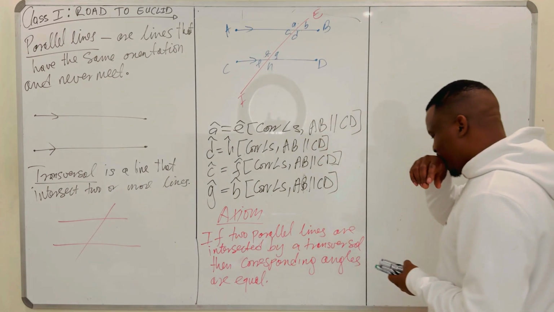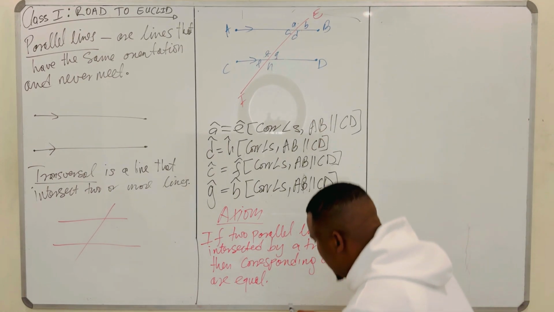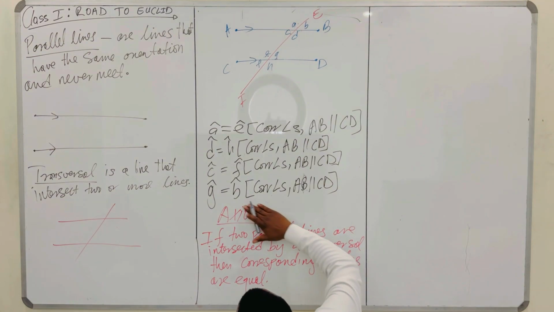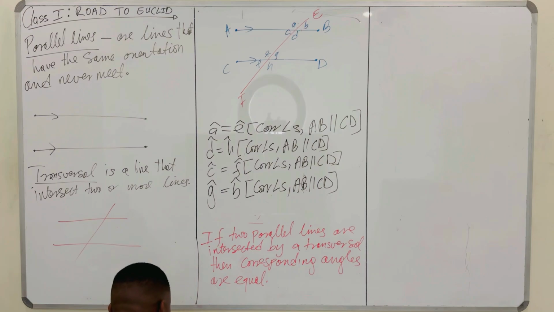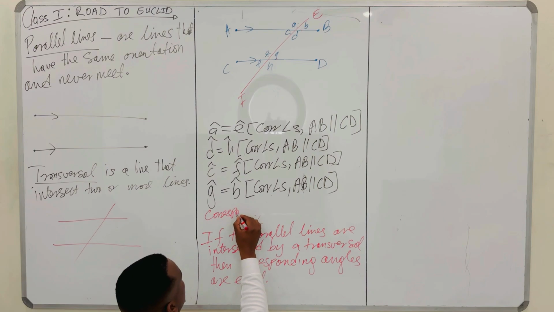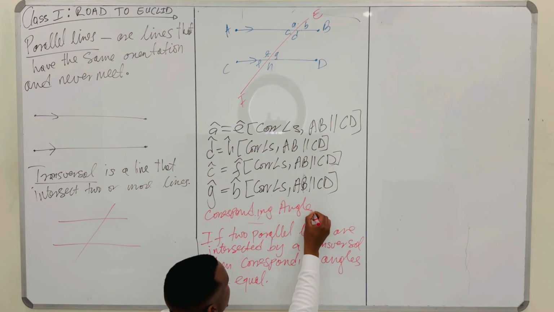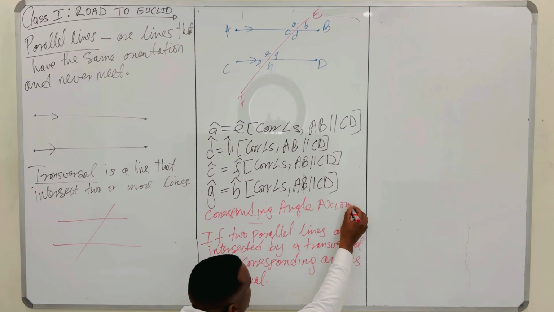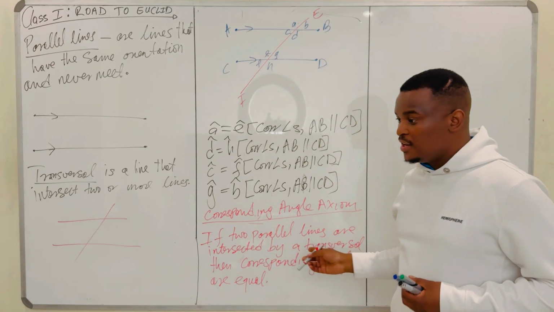Okay. So I'm going to say this is an axiom, right? Let me name this axiom so that I can name other things. Let's say this is the corresponding angle axiom. Are you with me? Yes. It's not a theorem. It's a corresponding angle axiom.